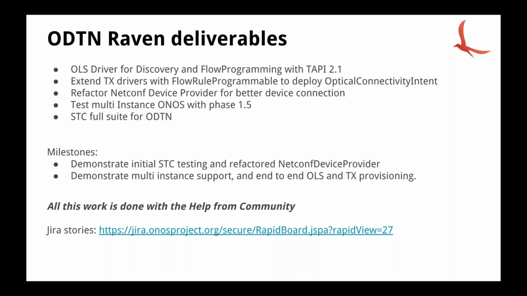That's another Raven deliverable that I want to do, and an STC full suite, which includes both setup of the app, test of the RESTCONF northbound, topology discovery, and deployment of a full connectivity service. Parts of those are being merged to 2.0 and 2.2 and master, so 2.1 as of today. A few milestones: demonstrate this STC test and the refactored device provider, then demonstrate the multi-instance support, and then end-to-end OLS and transponder provisioning as the end goal.